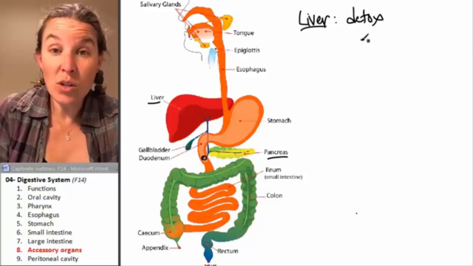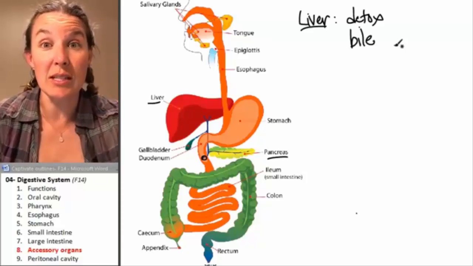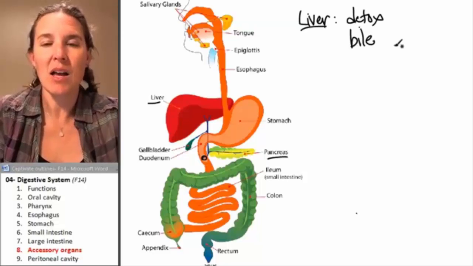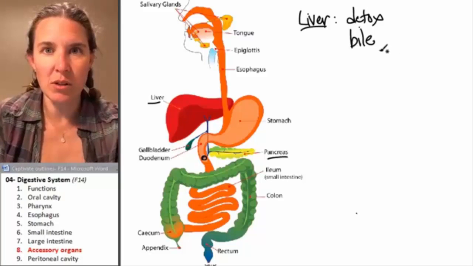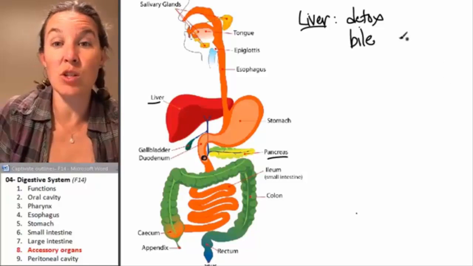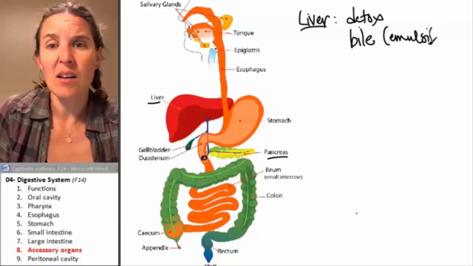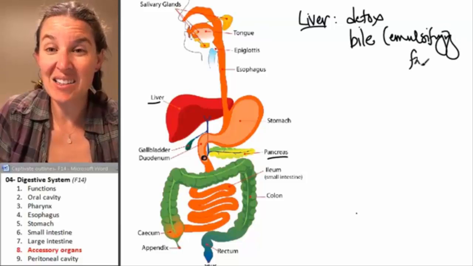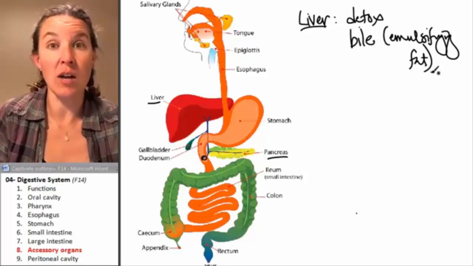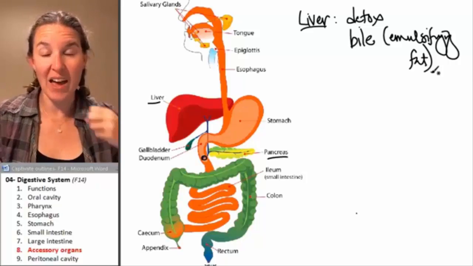The liver also produces bile. So cells inside the liver actually build bile. Bile is an unbelievable substance that is also secreted into the duodenum. It's involved in emulsifying fat. If you do not have enough bile, then you will not be able to break your fats into smaller particles so that you can absorb fat into your bloodstream.